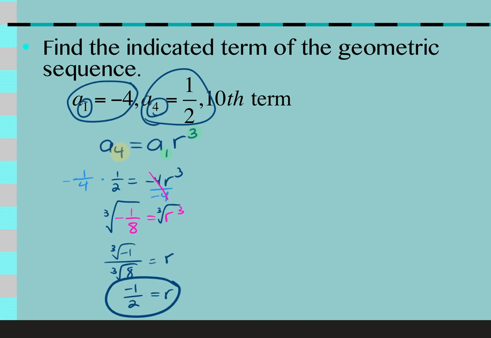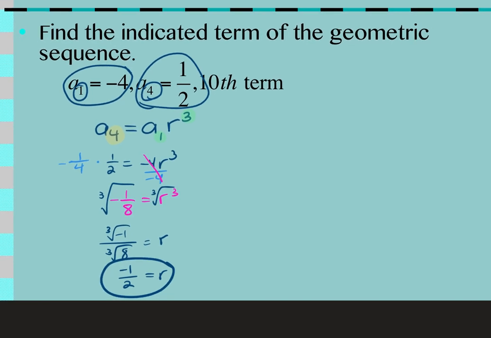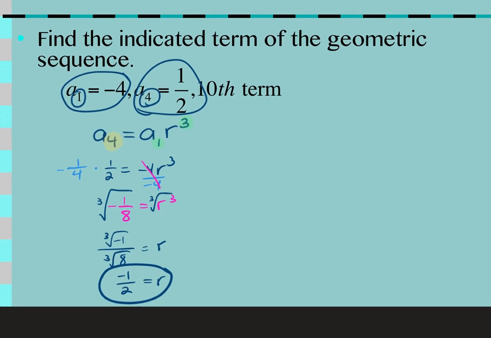With me so far? This type of question would most likely be on the non-calculator portion, and you would need to keep that question exact. So you cannot cube root 1/8 and get a decimal. You'd have to keep it exact.